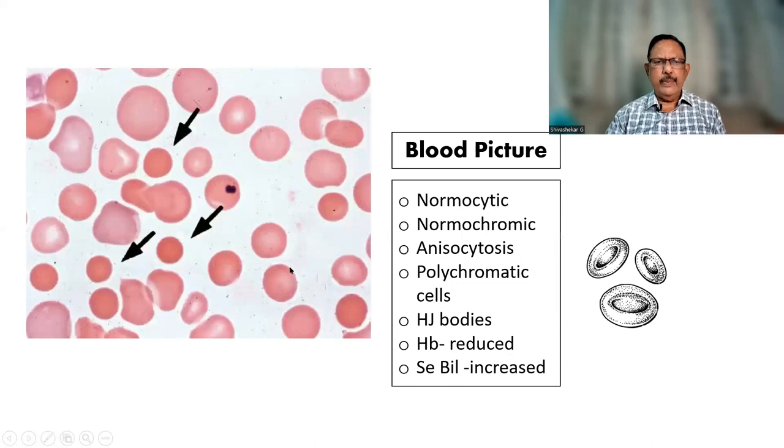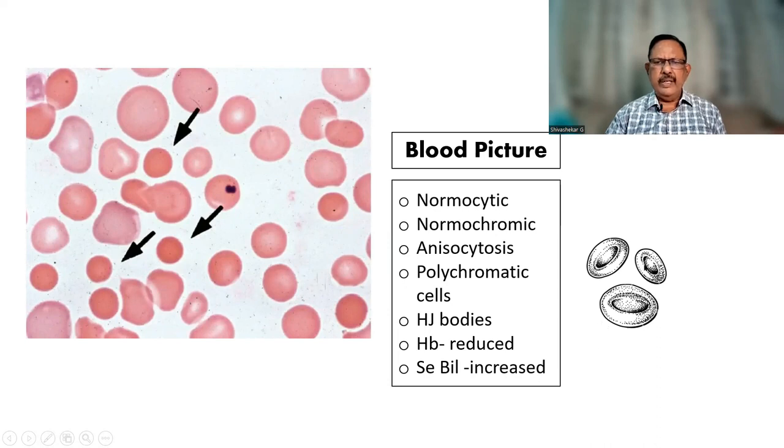This is the peripheral blood picture wherein the RBCs are normocytic, normochromic, with mild variation, anisocytosis. Because of the destruction, immature cells or reticulocytes will be formed. Look at these purplish cells. They are the polychromatic cells, the reticulocytes. Howell-Jolly bodies may be present. The hemoglobin is reduced. Serum bilirubin can be 4 to 6 or even more.